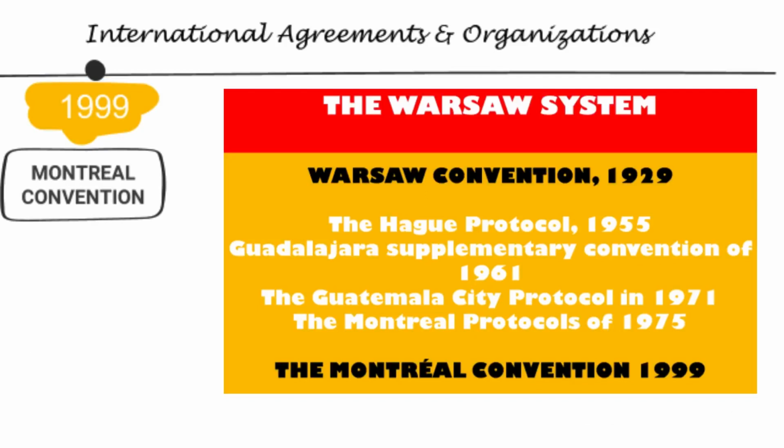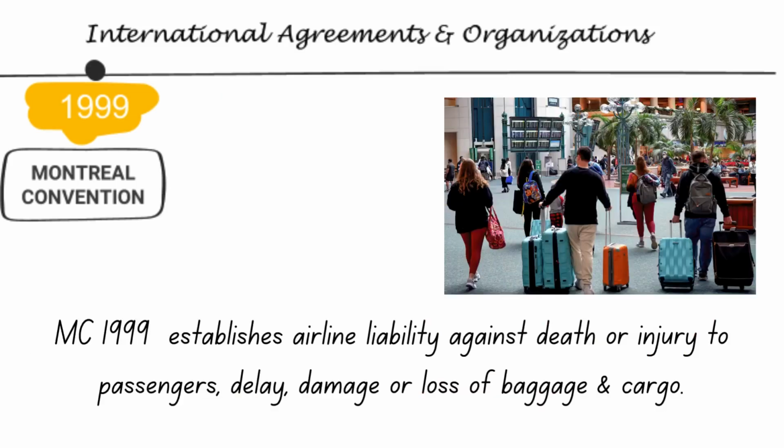Finally, the Montreal Convention, signed in 1999, replaced the Warsaw Convention. The primary objectives of the Montreal Convention are to provide for equitable compensation for death or injury to passengers, and damage to baggage and cargo that occur in international air carriage, to facilitate the efficient operation of international carriage by air of passengers, baggage and cargo.